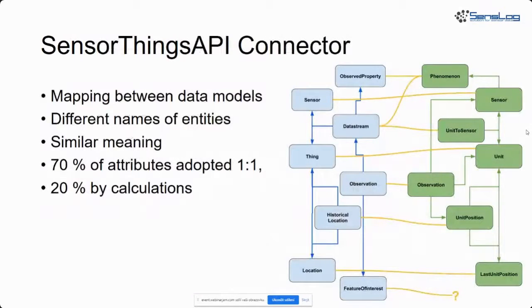That's a very short overview of mapping between ThingsAPI and our data model. We can say that it was a good point many years ago to design our data model based on the observation and measurements standard. So at this moment we are able to map very shortly between our data models.